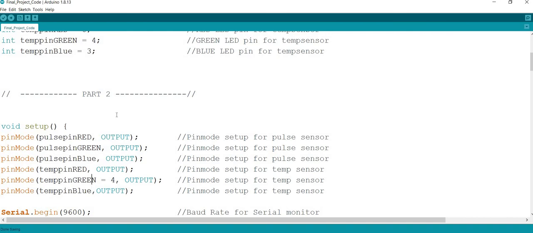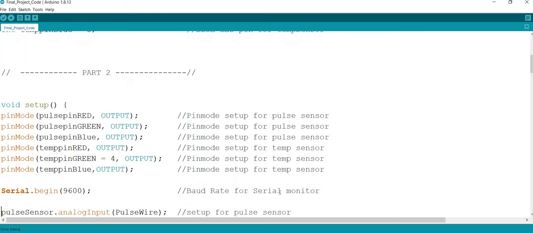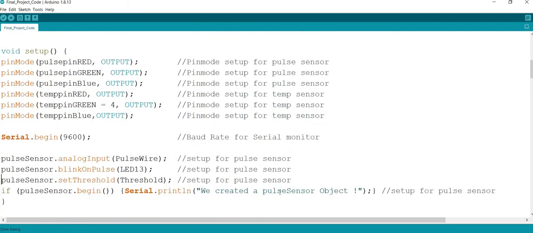How it works is, the first 6 commands are basically the pin modes for the LEDs. It will just signal the program that we are using LEDs. We are basically using these pins in the Arduino board, and we are using them as output, so the Arduino board will generate them as outputs. The next one is the baud rate for the serial monitor.